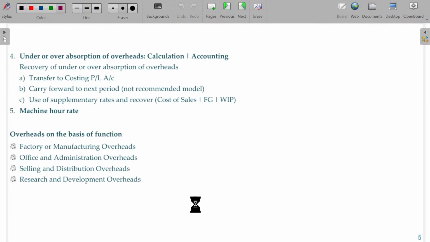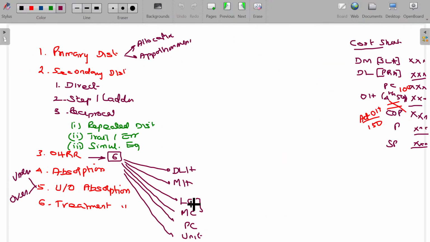Okay. So what happens? We have completed the apportionment logic. Under secondary distribution, we started with the reciprocal. In that reciprocal, I am going to follow repeated distribution. After that, I can find out the overhead recovery rate, and later I just add this cost to the department, to the product. This is called absorption. These are the 4 steps.